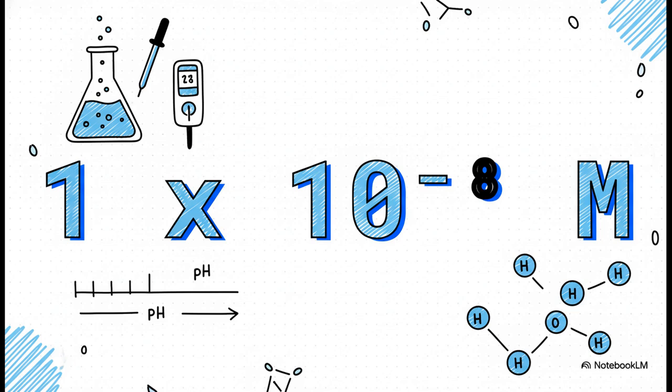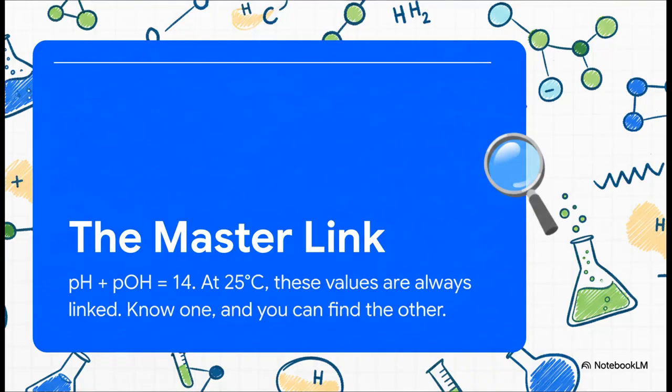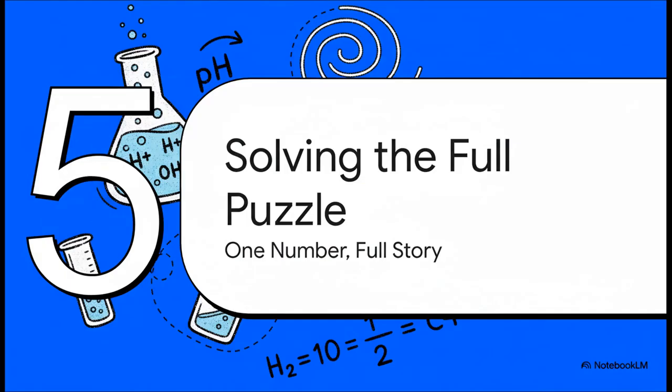It's that simple. But wait, there's more. Hydrogen ions aren't the only players in this game. In any solution with water, there's a balancing act going on with another ion, the hydroxide ion. And just like pH, hydroxide has its own scale, called pOH. It's the other side of the coin. And here's the really beautiful part. At room temperature, pH and pOH are always connected by this super simple rule. They have to add up to 14. This is an awesome shortcut, because if you know the pH, you can find the pOH instantly just by subtracting from 14.